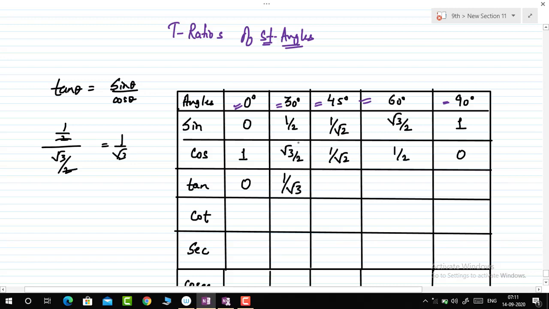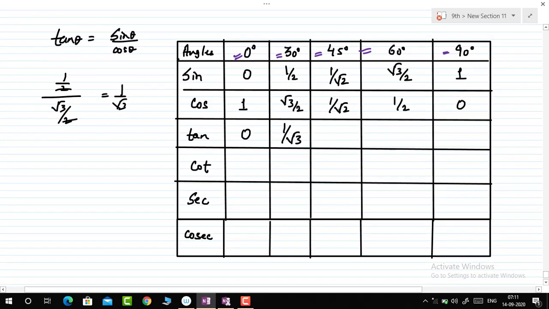Now tan 45. Both numerator and denominator are the same, so it will cut and the result is 1. Next it will be root 3, and next 1 upon 0. Whenever any number is divided by 0, the result is not defined. So 1 upon 0 cannot be defined, so we will be writing it this way. The symbol represents that it cannot be defined, that is the value cannot be determined.